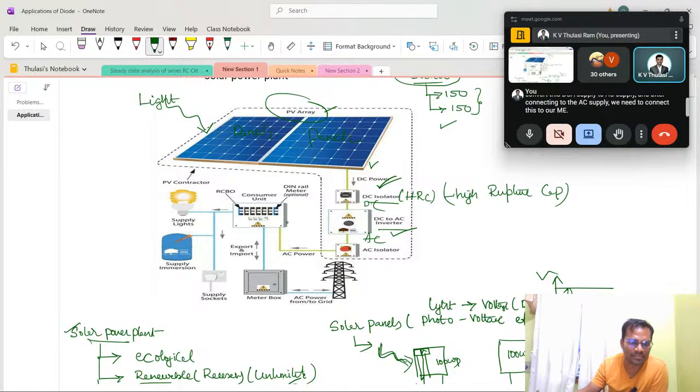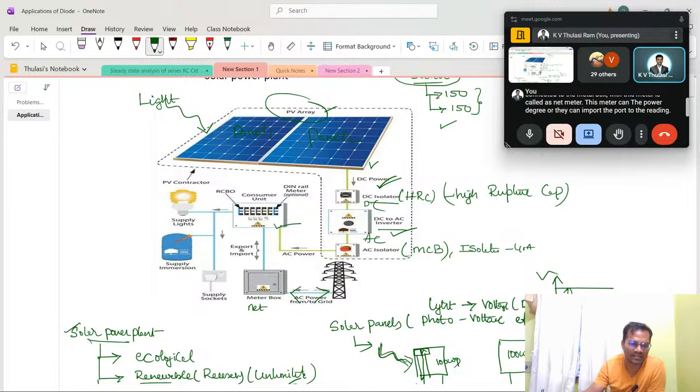This is called the AC isolator, which we will discuss in the next class. Here we will use MCBs, as well as isolators of the required 40 ampere or 100 ampere rating. After the isolator, we connect to the distribution box. From the distribution box, the supply is connected to the meter box, where the meter is called a net meter. This meter can export power to the grid, or import power from the grid.